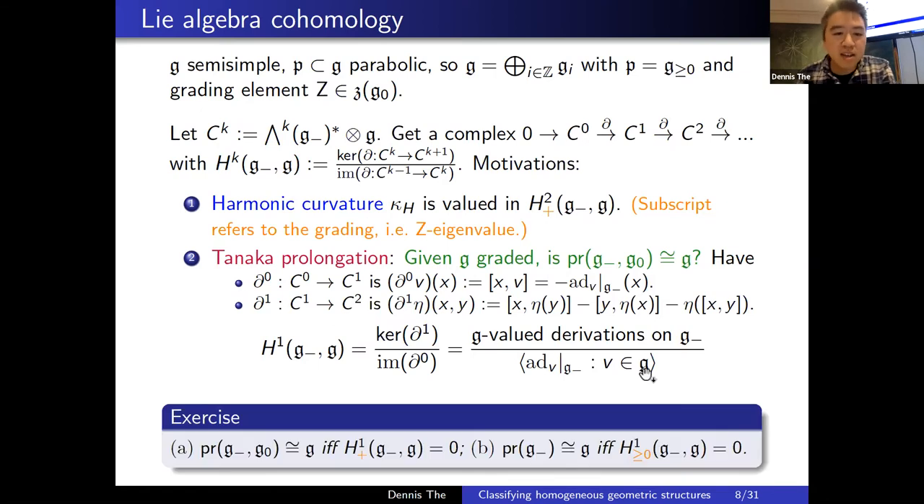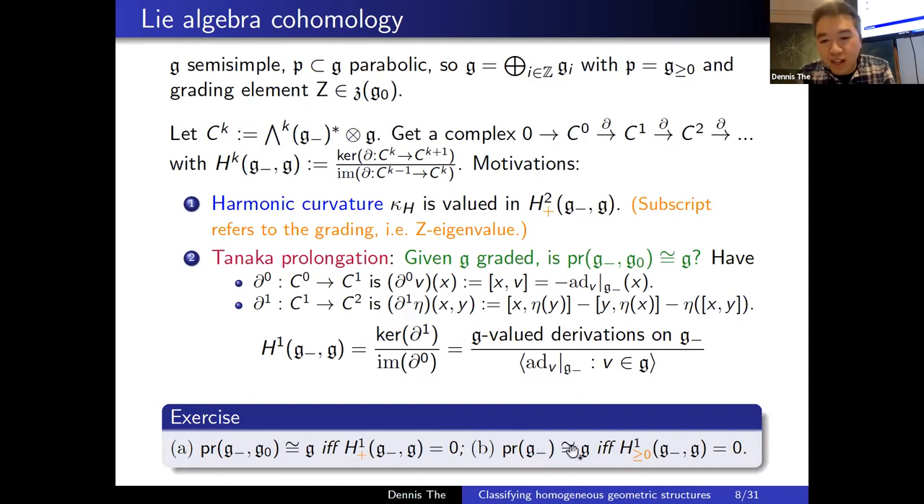So a little exercise. Prolongation of G minus, G zero is isomorphic to G if and only if you look at this first cohomology group, you look at the positive subspace, and it's just trivial. If you look at this quotient here, that's not surprising. It's basically just saying all these extra elements that one could have, well, they're actually already in what you have. Here I'm using the fact that the adjoint map on a semi-simple Lie algebra is injective, so I can identify all these images with G itself.